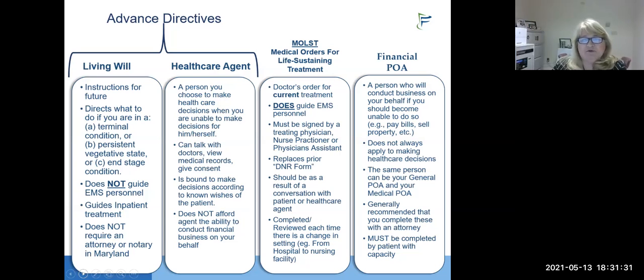Most times, unless it's in the document, they usually don't make healthcare decisions for you unless it's been included in that document. They can be the same as your general power of attorney and your medical power of attorney. It's generally recommended that you complete the financial power of attorney with an actual attorney. And it must be completed by a patient with capacity, your financial power of attorney. Next slide, please.